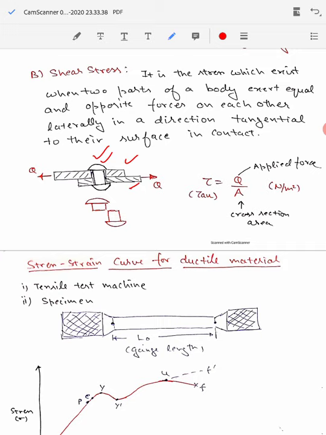Because the applied loads are acting tangential to the cross-section area of this rivet, the stresses which will be produced in this rivet will be shear stress. It will be represented by the symbol tau, and its magnitude will be given by the applied force divided by the cross-section area. Again, its unit will be Newton per meter square. So in contrast to the normal stress, shear stress acts tangential to the resisting surface.